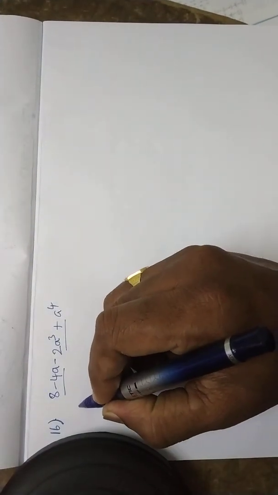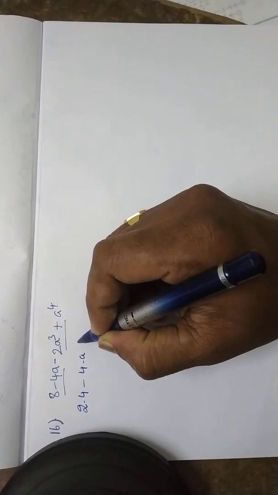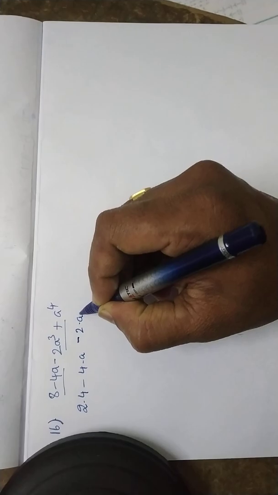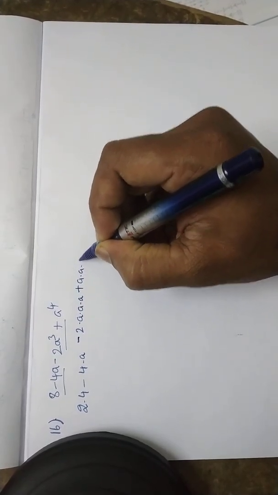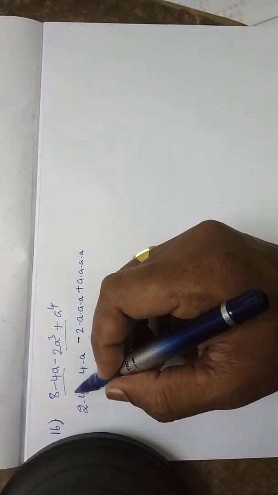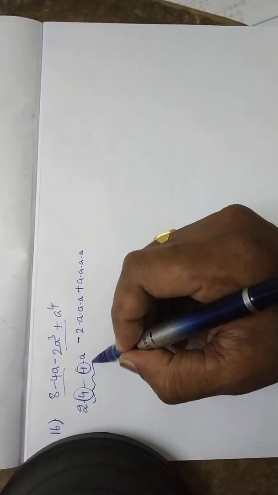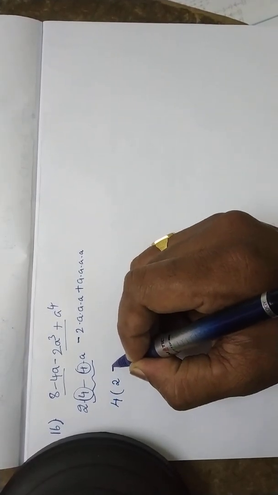So now directly I just want to take the common factor here. What is a common factor? You can write as 2 into 4 minus 4 into A minus 2 into A cube. You can write A cube as A into A into A, and plus A into A into A into A. So what is a common factor here? 4 is the common factor for these two binomial terms. As you take 2 common, you will get 2 minus A.